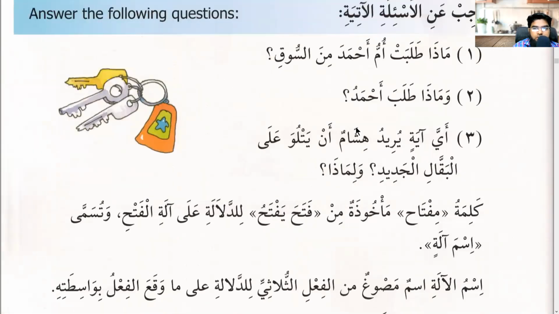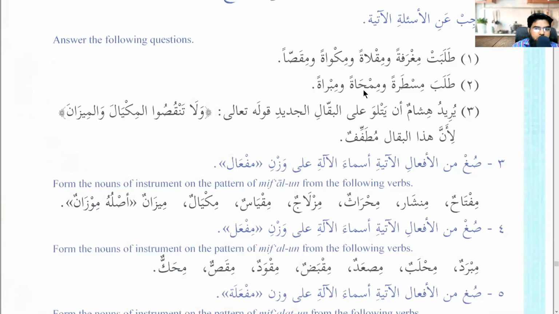I think we forgot question 2. Ahmad wanted a scale, and we talked about it, no? Scale and sharpener and eraser. Now we did this. طلب مسطرة من محاتم براءة.